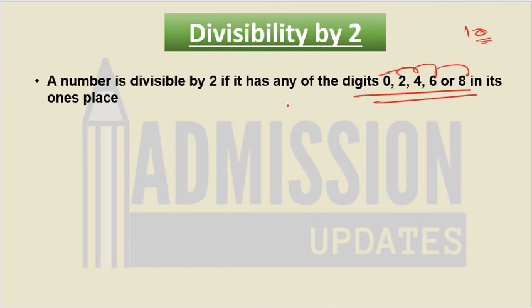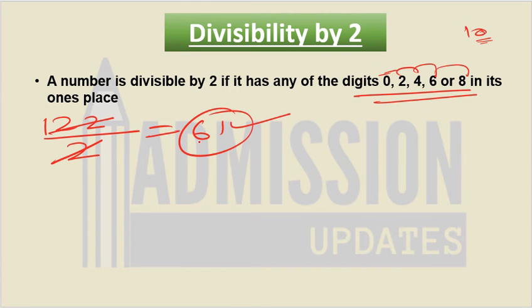Now let us take some examples for this. Suppose a number is 122. Is it divisible by 2? Let us check. So 2 6s are 12 and 2 1s are 2. Yes, it is divisible by 2.